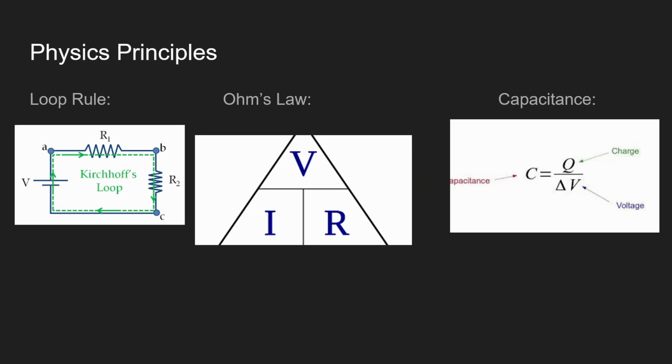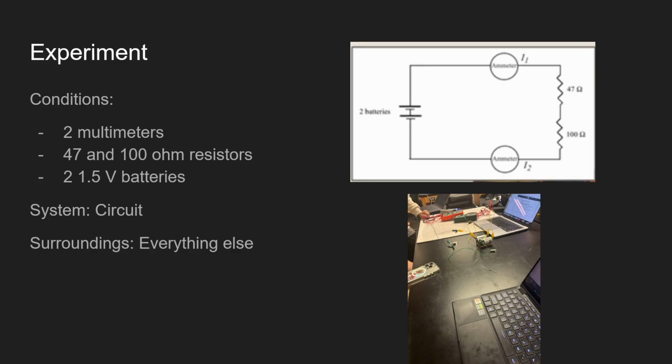The physics principles we used are the loop rule, Ohm's law, and the capacitance formula. For our experiment, the circuit was measured with the two multimeters. We used 47 and 100 ohm resistors, and there were two 1.5 volt batteries for net 3 volts. This is a little diagram of our circuit.